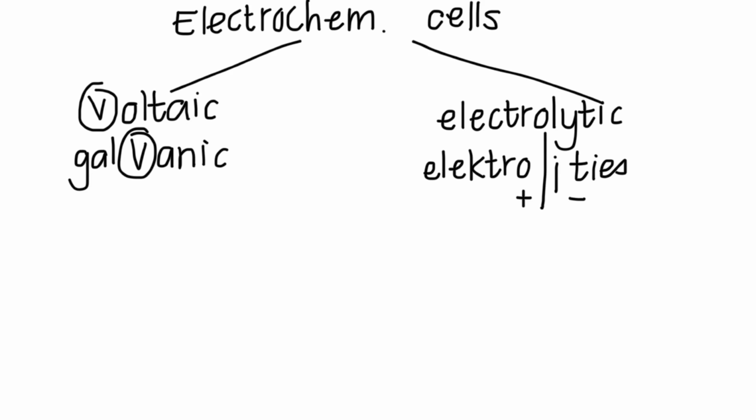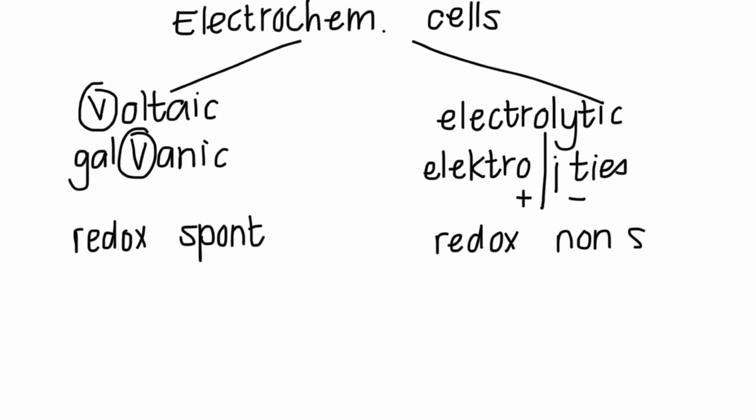In a voltaic or galvanic cell, the redox reaction is spontaneous. In an electrolytic cell, the redox reaction is non-spontaneous. Ons sê nie spontaan nie. So galvanies met die V is spontane redox en elektrolyties is nie spontane redox. And from what I've used here to explain it to you there, you can see it.